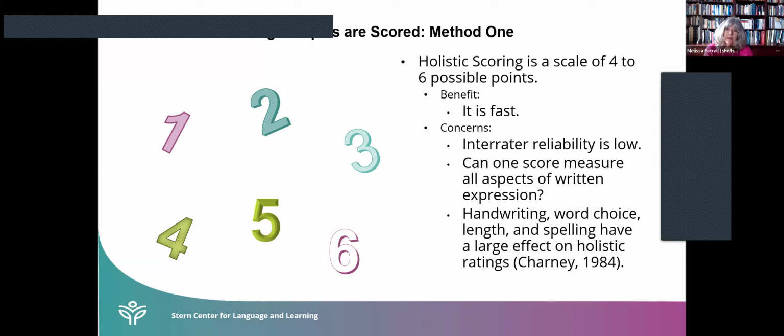So there are a lot of concerns. Inter-rater reliability may be low. You may see a passage as a 3. I may see it as a 4.